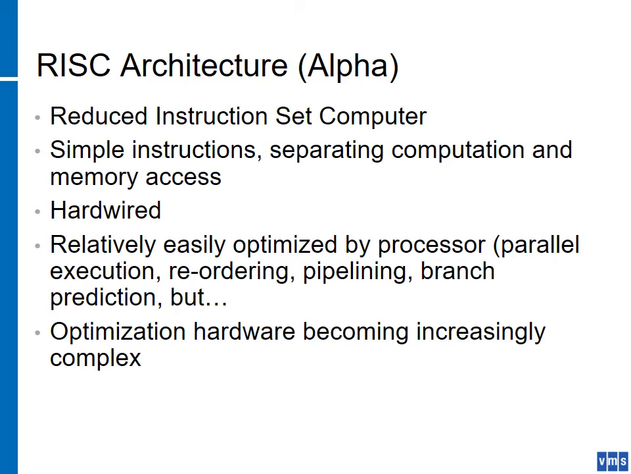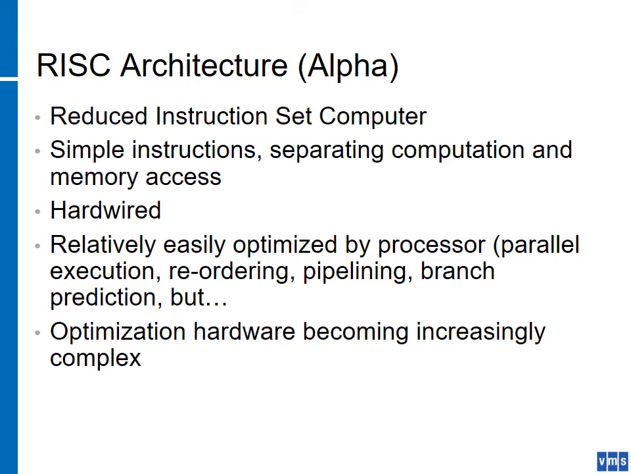However, because these individual instructions are so simple, it now becomes feasible to hardwire the control logic for these instructions. And also because they're fairly simple and these instructions have no or very few side effects, it becomes relatively easy for the processor to do a lot of optimization, like parallel execution, pipelining, reordering of executions, and branch prediction.